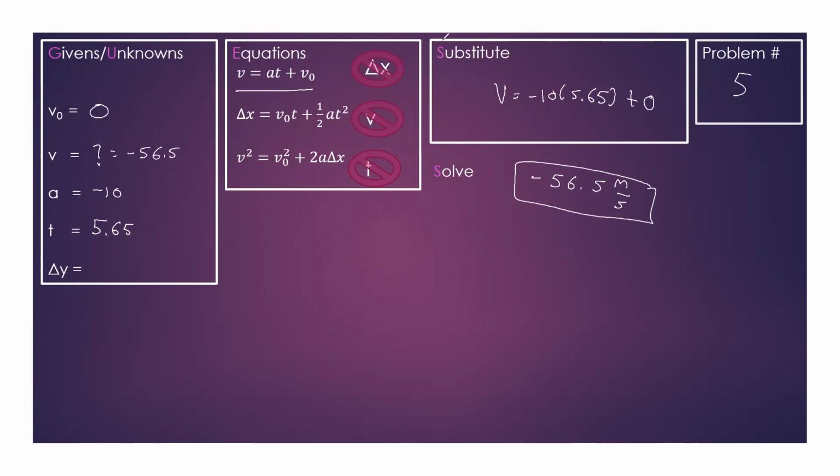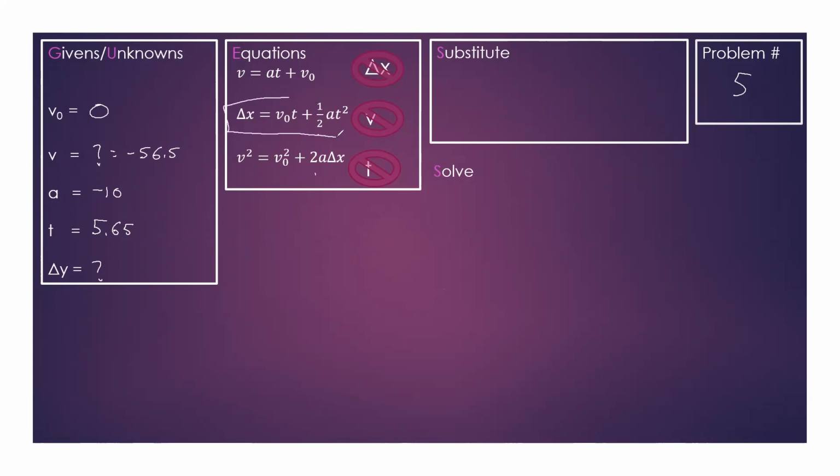Okay, cool. That's part of the reason we use 10 instead of 9.81. Now I can go ahead and solve for part B. Again, the order here doesn't matter. So now I want delta y. I can use any of these two equations here because they both have displacement in them. For the sake of this, I'm going to go ahead and use this equation right here.